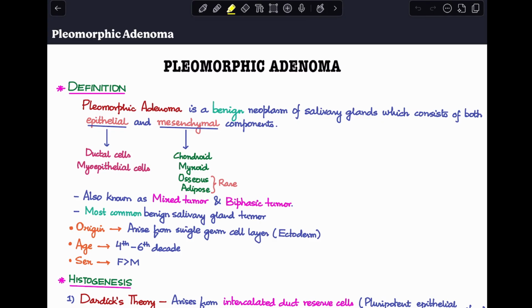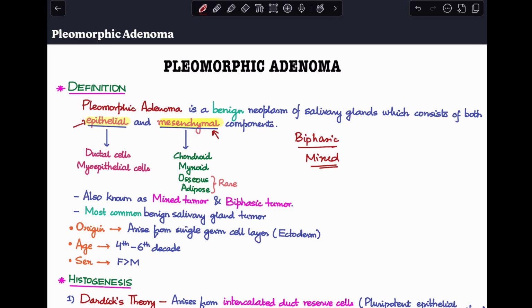Okay, so let's get started with pleomorphic adenoma. What is this? As I have said, this is the most common benign salivary gland tumor. It is a benign neoplasm of the salivary gland which consists of both epithelial and mesenchymal components. Because of having both, they are sometimes known as a biphasic tumor, also sometimes known as a mixed tumor.